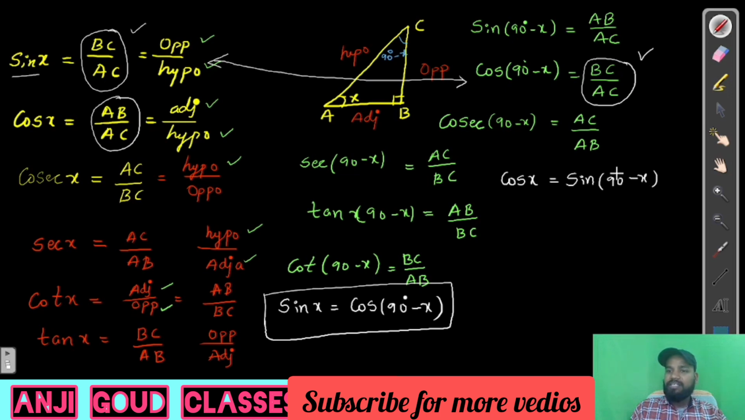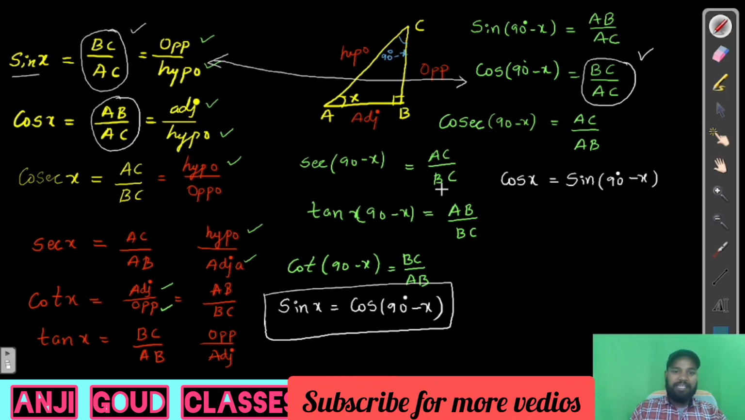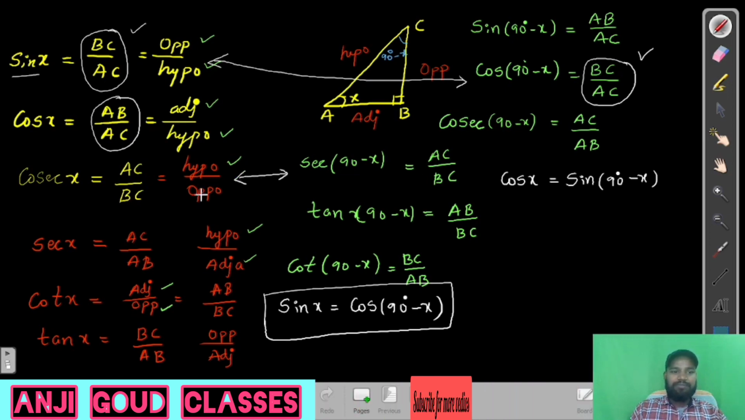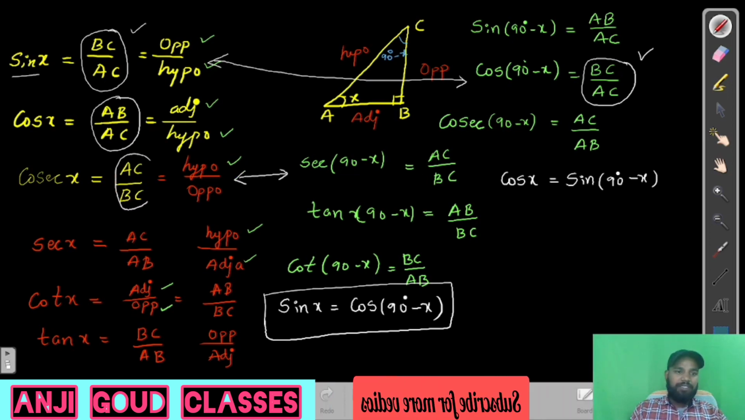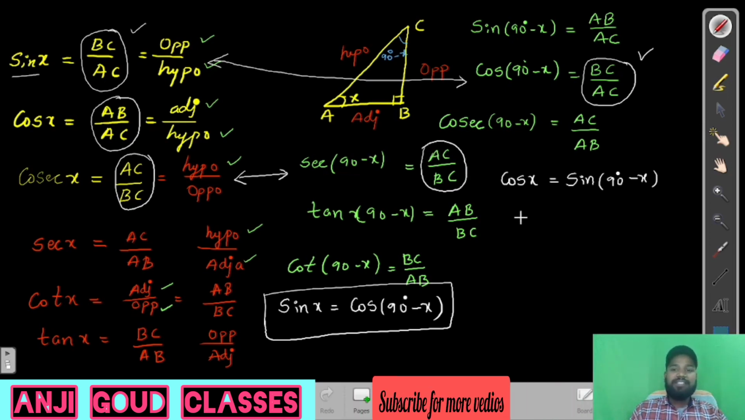Sin of 90 minus x. Next, cosec x. See, cosec x is AC by BC. Here, sec x is AC by BC. Compare these two things: AC by BC, AC by BC. Understood?